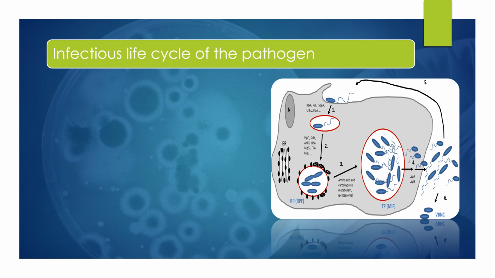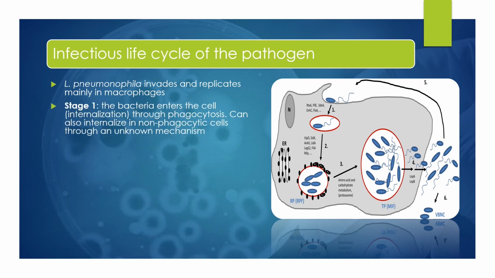Once they reach the alveoli, the bacteria are phagocytosed by alveolar macrophages. However, instead of being digested as other foreign material, Legionella form structures called Legionella-containing vacuoles for protection.